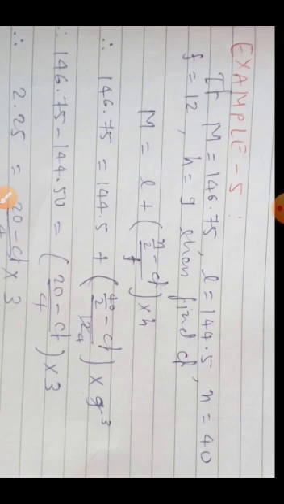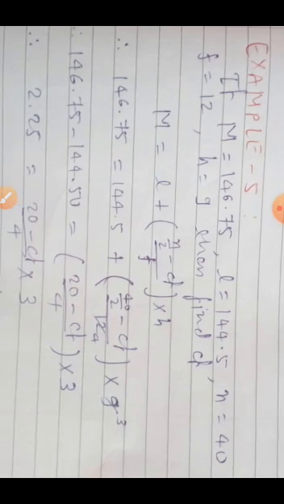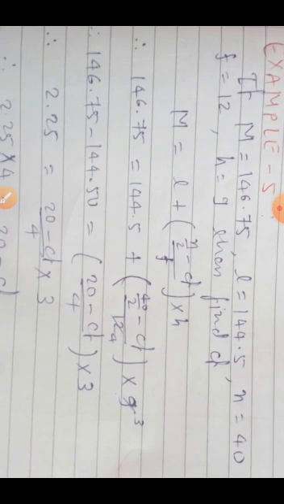Whatever CF and f are, I think you know and remember well. f is the frequency of the median class, CF is the cumulative frequency of the preceding class, h is the class size of the median class, and lower boundary L is of the median class. So all measurements are of the median class; only the cumulative frequency is taken from the class preceding the median class. So this is the data of the median, so the median formula is written and values are placed. M's value is 146.75, L is 144.5, N is given as 40, so 40 by 2 minus CF; CF is not given, so only the symbol is written.